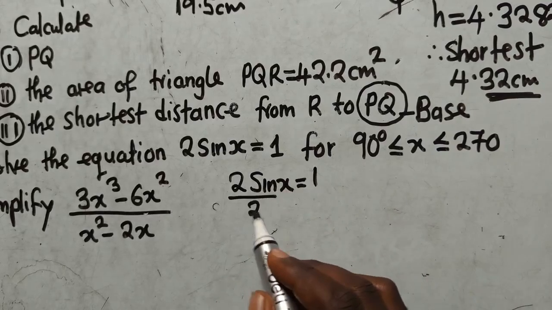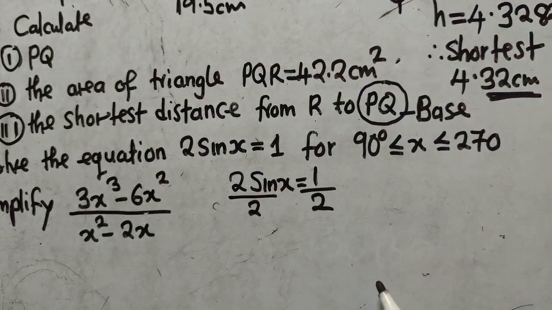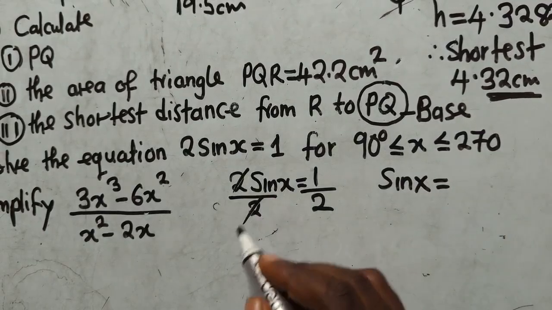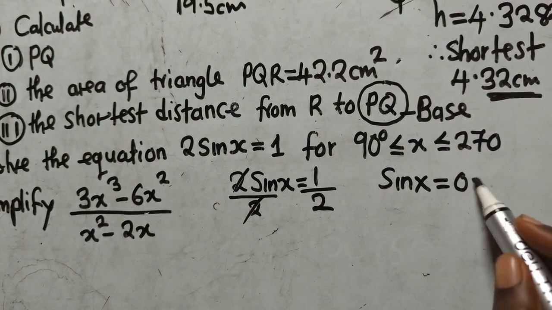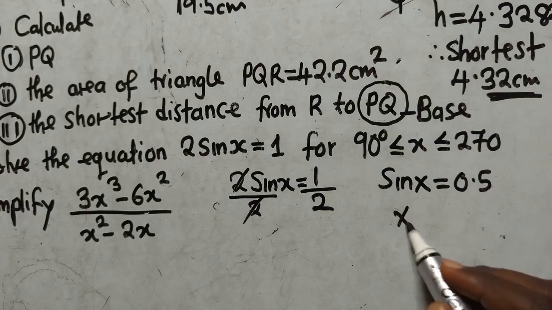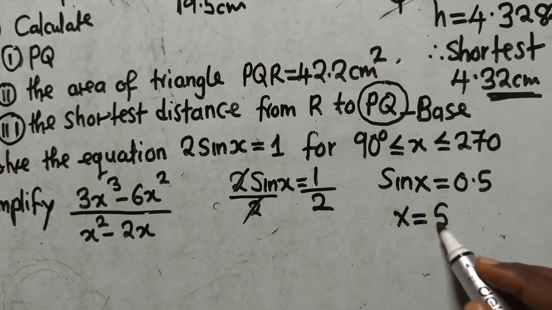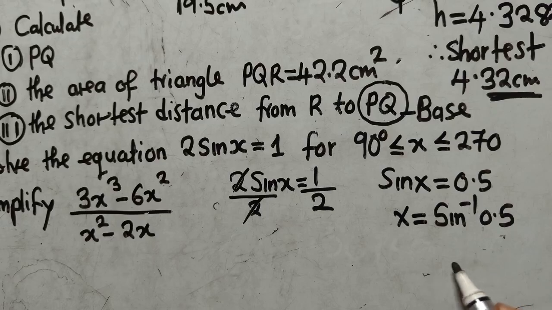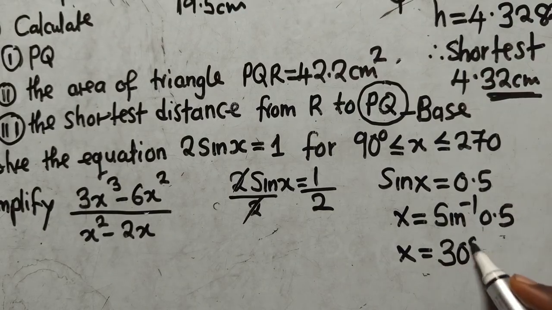I divide both sides by 2. I'm going to have sine x is equal to, the 2 cancelled, 0.5. The sine goes to the other side, and it becomes sine inverse of 0.5, where x is now equal to. So what is sine inverse of 0.5? It is 30. Meaning x is equal to 30 degrees.